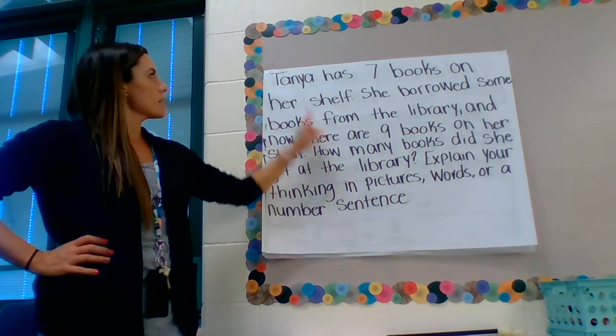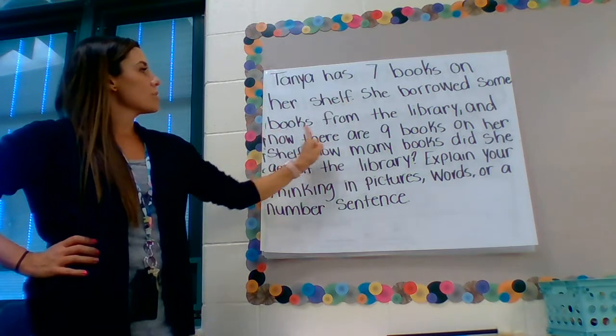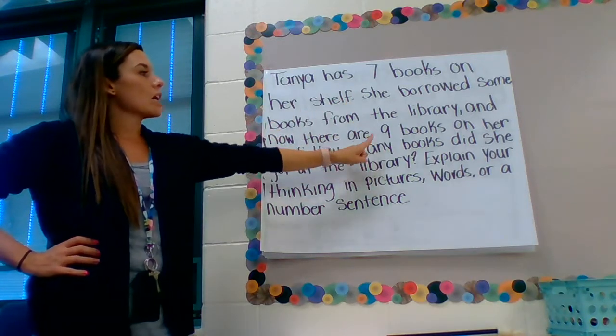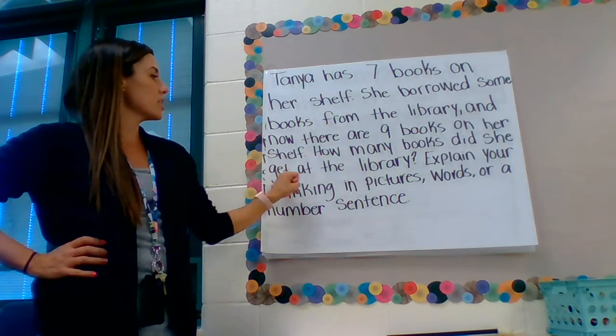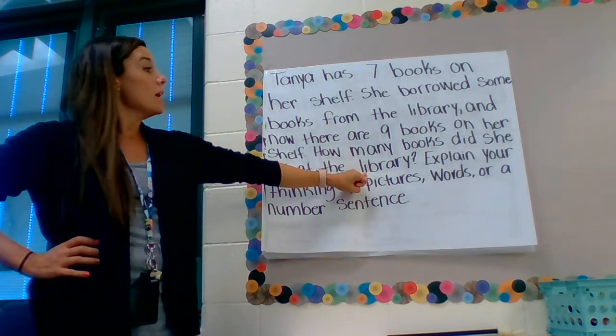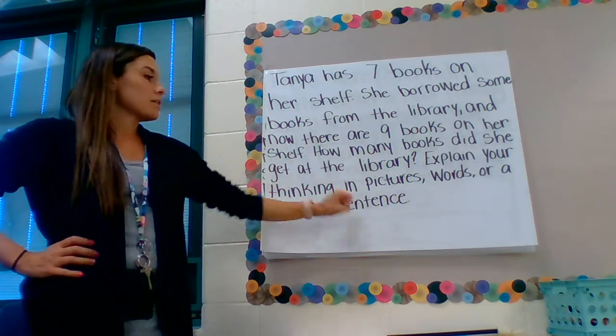So it says, Tanya has 7 books on her shelf. She borrowed some books from the library, and now there are 9 books on her shelf. How many books did she get at the library? Explain your thinking in pictures, words, or a number sentence.